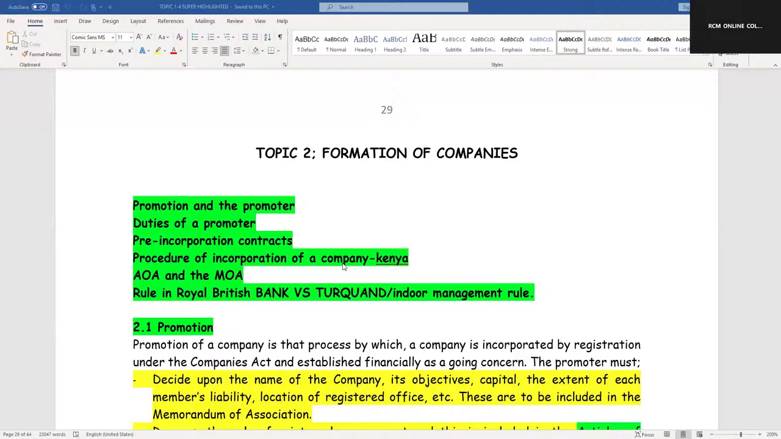Then we'll come across another very famous case law in company law. The first one was Solomon versus Solomon, which we saw, with the exceptions. Now we'll come across another famous one in this topic. We call it the Royal British Bank versus Turquand. Sometimes we call it the indoor management rule, or we just refer to it as the Turquand case. We'll see what was provided for under this case law.